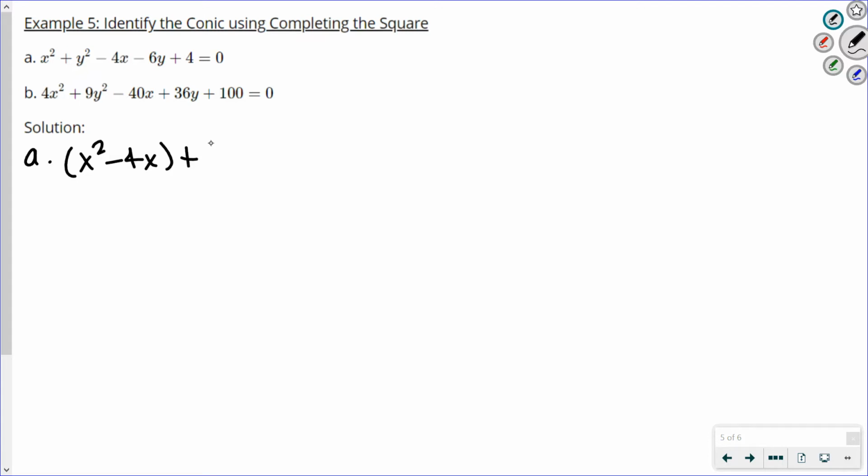And then we're going to group our y's. So y squared minus 6y. And then I'm going to move this positive 4 to the other side. So negative 4.